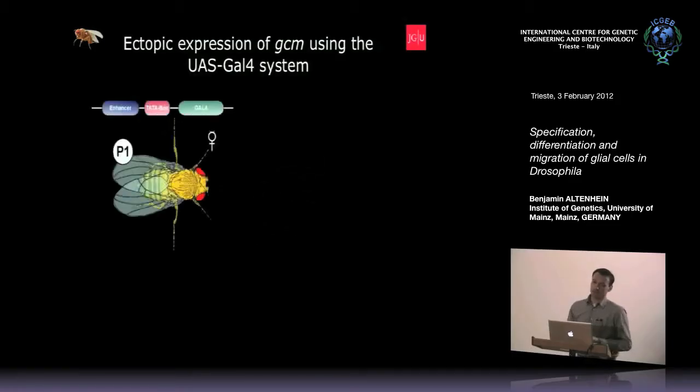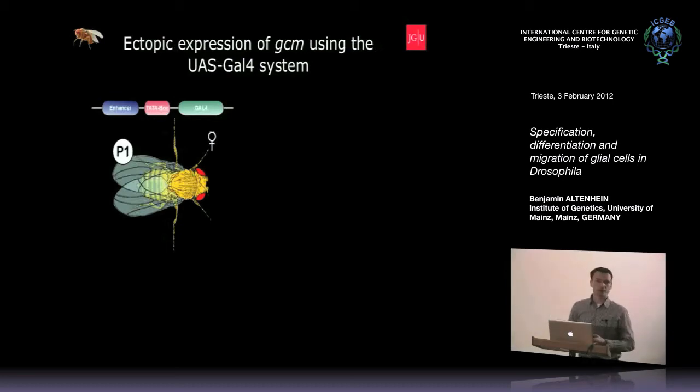So we wanted to use the GCM gain of function. We wanted to ectopically express GCM in the nervous system. And as most of you might not know how we can do this in flies, it's the UAS Gal4 system that we use for that. To very quickly introduce it, you have a fly strain that expresses Gal4, which is a yeast transcription factor. So it's not present in the fly, it's a transgene. It's a yeast transcription factor under control of a fly enhancer, or whatever enhancer you would like, either an endogenous enhancer. And in this fly, Gal4 is expressed under control of this enhancer in a cell and time-specific manner.